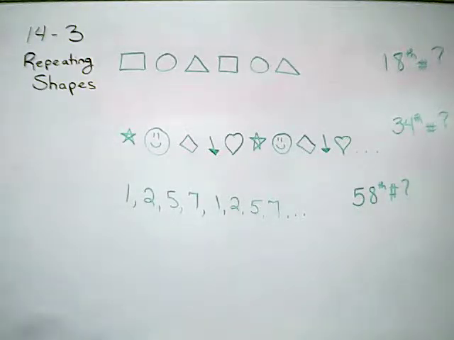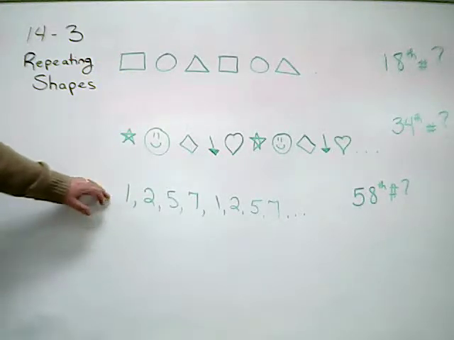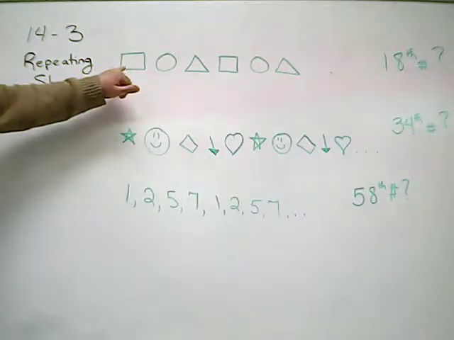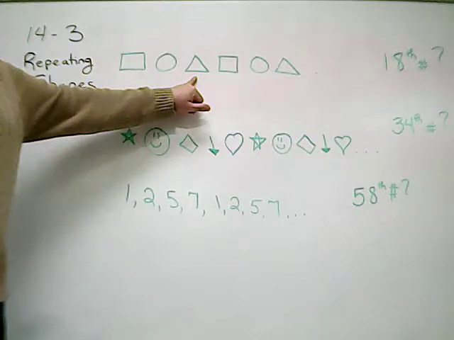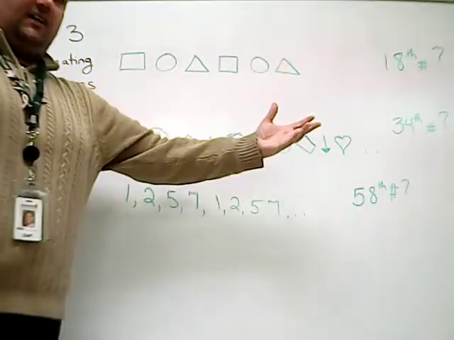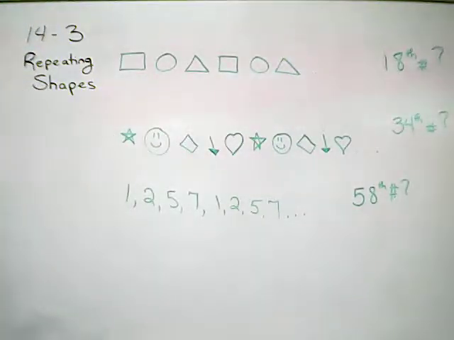Now, this shouldn't be overly difficult for these three examples to simply extend the shapes. What I have here in the first one is square, circle, triangle. Then my pattern repeats again, square, circle, triangle. And if I asked you to find the next one or two, you would obviously put square, circle, and then triangle and continue that pattern.